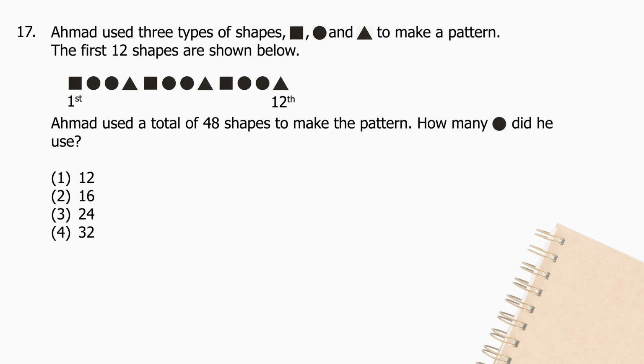Question 17. Ahmad used 3 types of shapes, square, circle, and triangle, to make a pattern. The first 12 shapes are shown below. Ahmad used a total of 48 shapes to make the pattern. How many circles did he use?